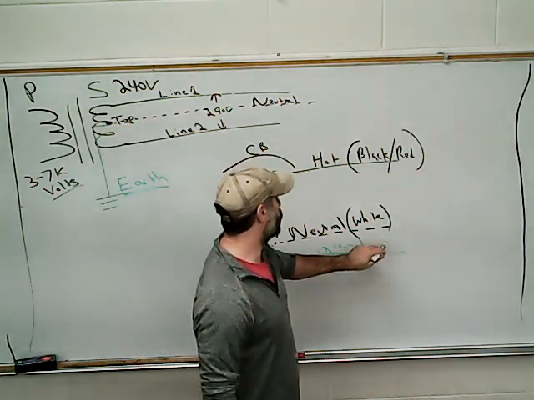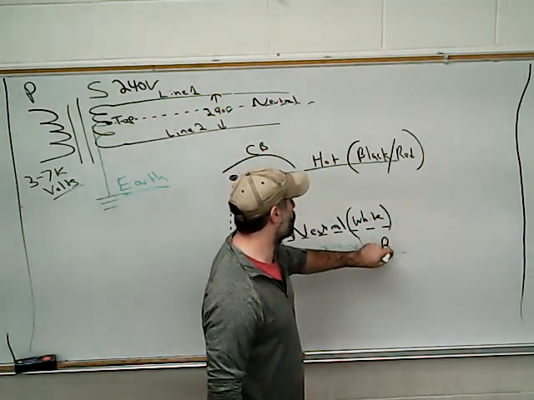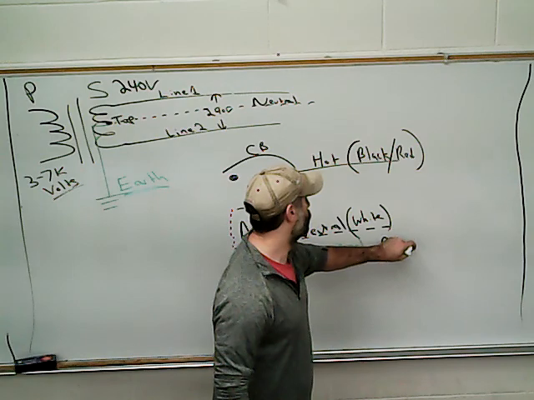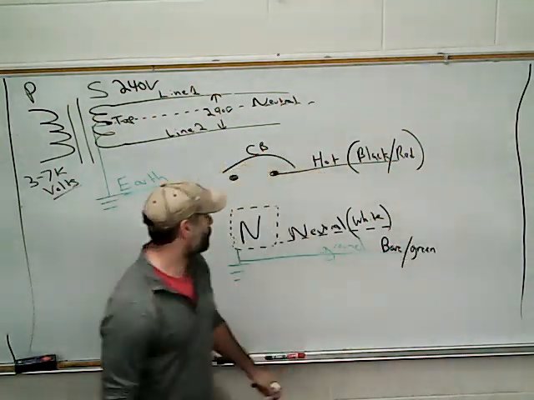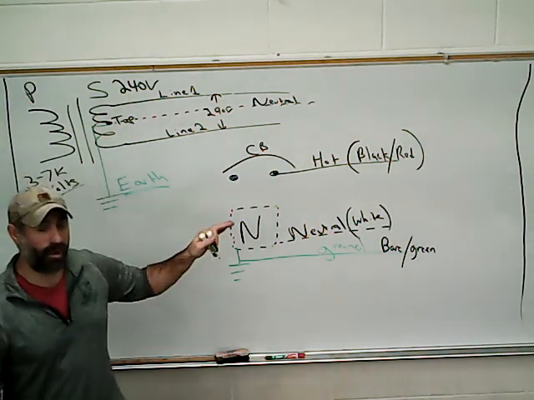The ground will either be a bare copper color or green in your house. So this is a little bit about the branch circuitry in your house.